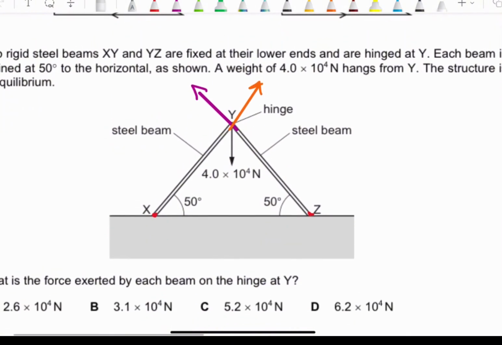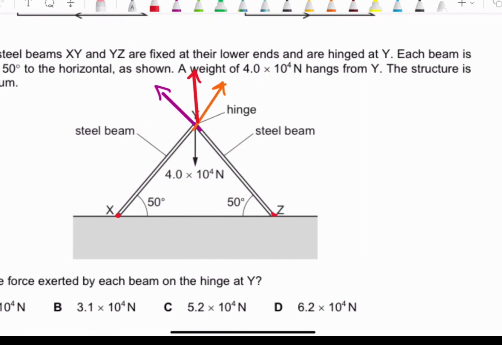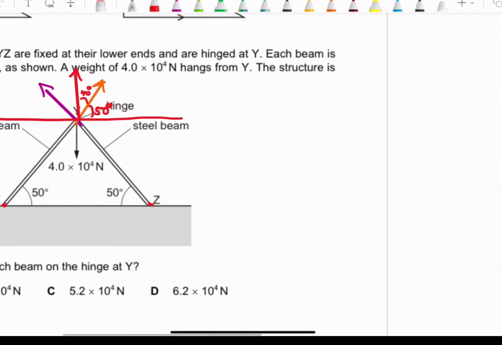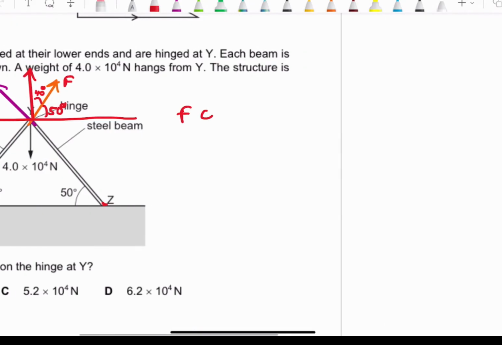This is the force exerted by each beam on the hinge at Y. The force that this exerts down at the hinge and the force that this exerts down on the hinge both create reactions, right? So if I resolve these two forces, the force acting up should cancel the force acting down, such that the resultant force is 0. But since I have 50 degrees over here, if I draw a horizontal line over here, this is 50 degrees, so this is going to be 40 degrees. So since this is going to be F, that's going to be F cos 40.